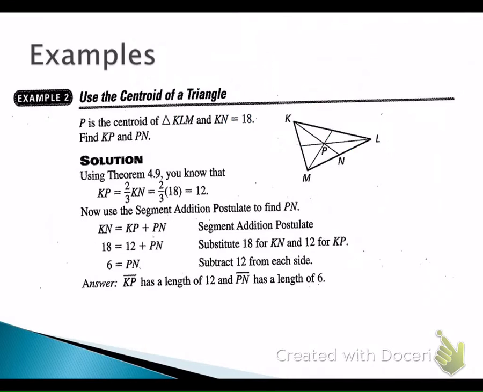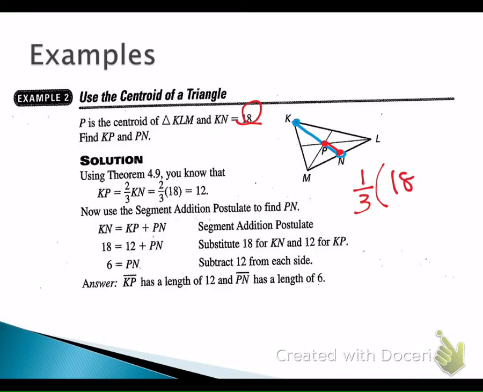So what they're saying here is that KN, so this whole thing is 18 units long. They're asking us to find the length of which ones? PN, right? Yeah. So PN is this guy right here. That's the smaller part. The smaller one is 1/3 times the whole thing. Well, the whole thing is 18.